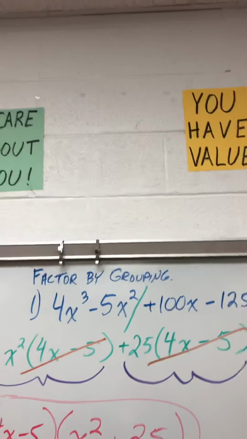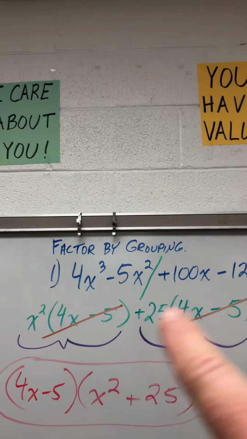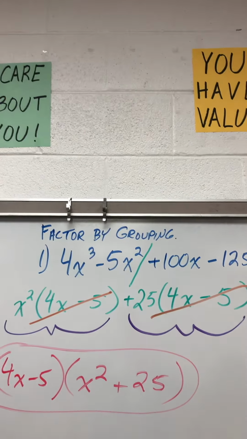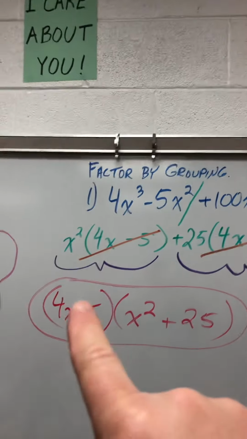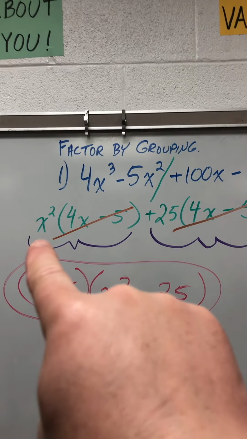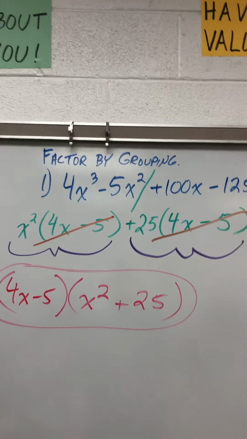Now you have two big terms where notice that 4x - 5 is common to both. So we're going to factor out 4x - 5. And what's left? x^2 + 25. And that's your answer. Two steps. Easy.